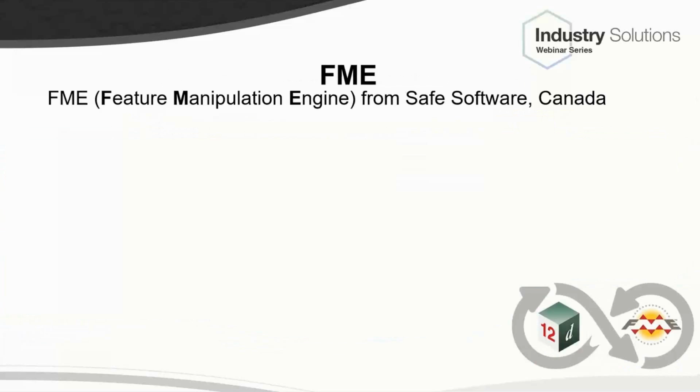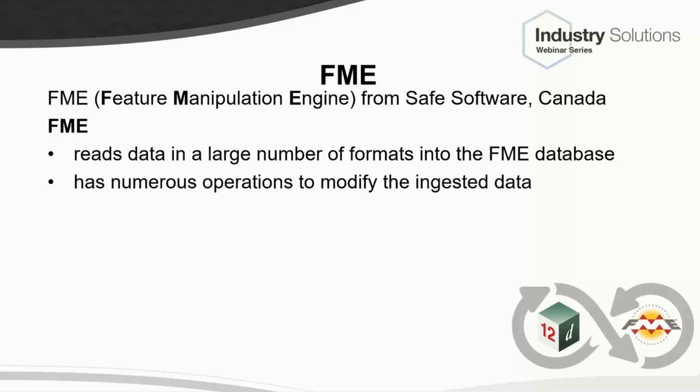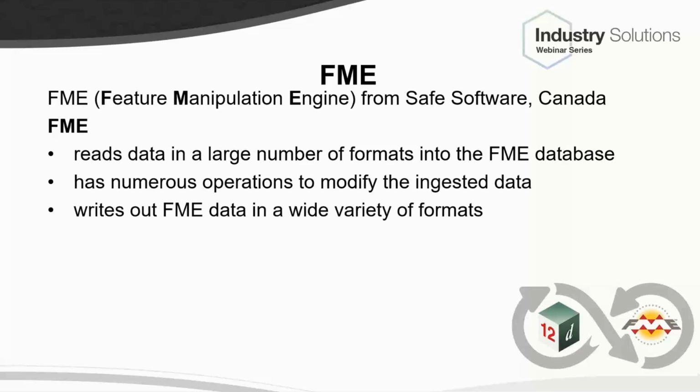So first, what is FME? It stands for Feature Manipulation Engine, and it's from Safe Software in Canada. FME is actually a batch program. It can read data in a large number of formats into its FME database. I think there's over about 400 different formats it can read in. And then it has numerous operations it can do to modify that ingested data. So it can transform it, do all sorts of things to it, and then it can write out the transformed data into a wide variety of formats.